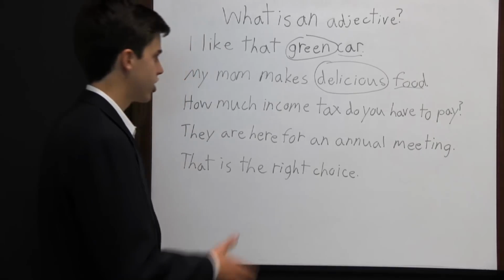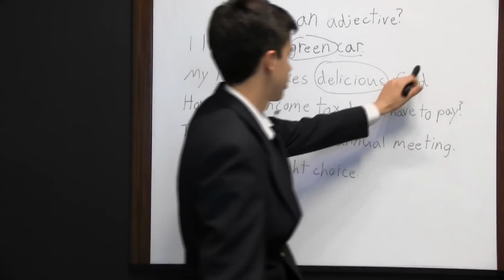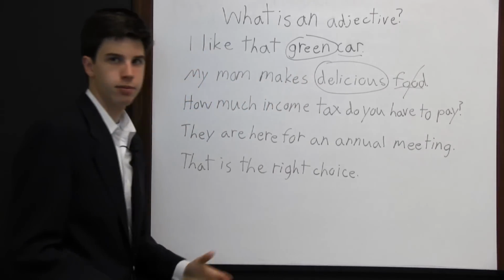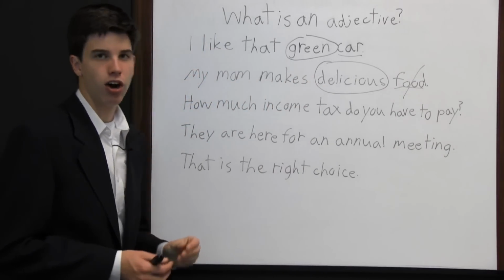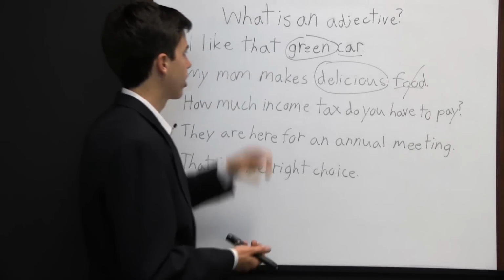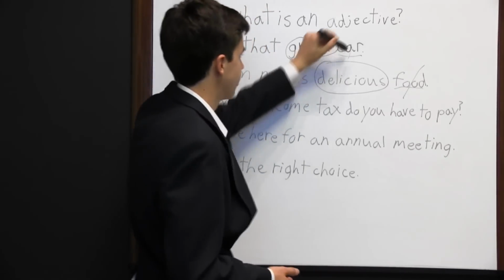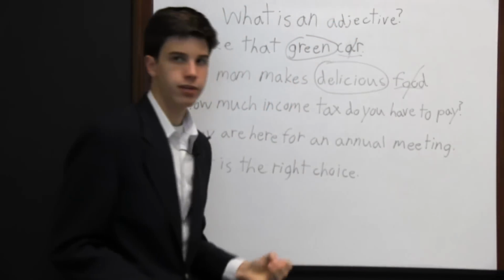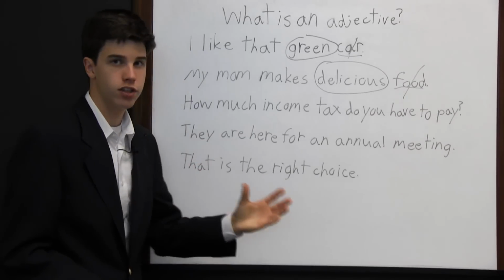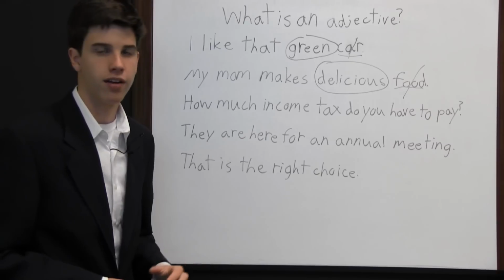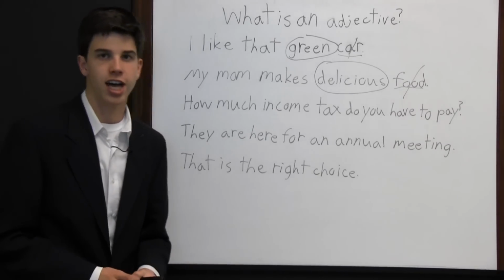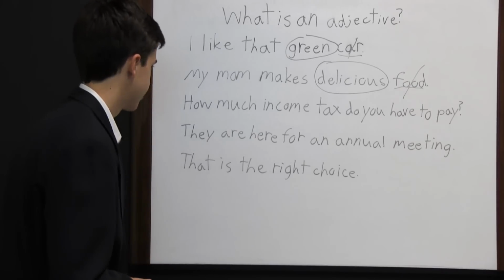Now I said that delicious can't stand alone here, and I was right. I mean, if food is gone, it says mom makes delicious. That doesn't make any sense. Now that is not always the case with adjectives. Like in this sentence, if I said I like that green, and we left car out, and the sentence just said I like that green, it still makes sense because the speaker or the writer could simply be talking about that they like a certain shade of green. But a lot of times you can find an adjective because it can't stand alone in the sentence.